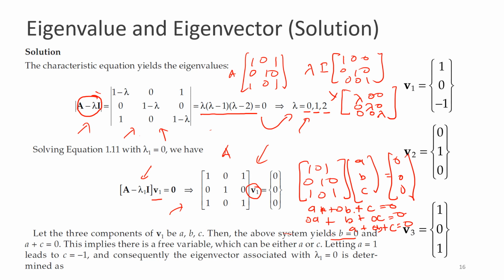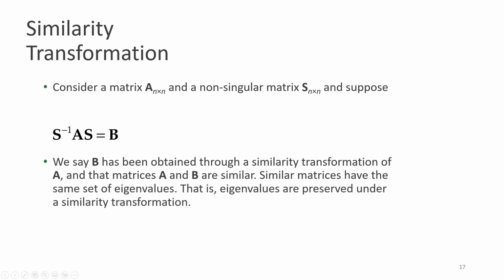So that implies there is a free variable, which can be either a or c. If we let a equal 1, then c will be equal to minus 1. Consequently, the eigenvector related to this eigenvalue is: b equal to 0, and then 1, and then this one will be minus 1, something like that. Okay.